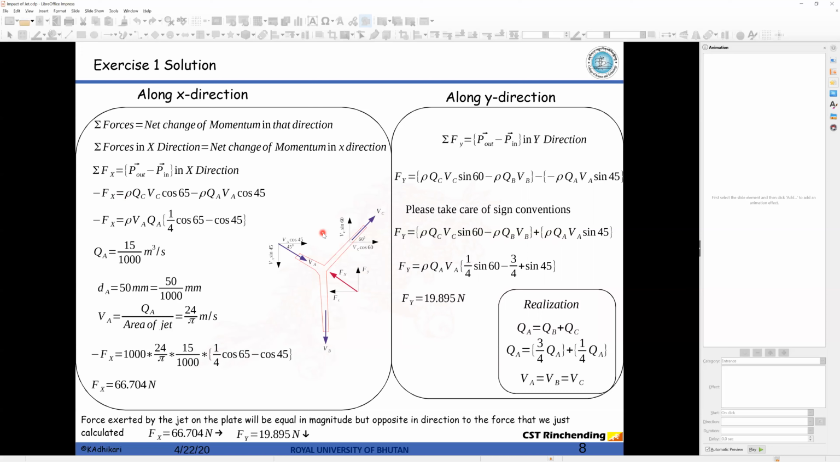There are two things going out, from here and from here. So the momentum going out of this place is rho QC times VC, not just VC, but VC cos theta, because this is the x direction, minus, and this is the momentum in the x direction that is coming into the system. The x direction will be mass times velocity in the x direction. Mass is rho times QA. So QA is nothing but the total Q times VA cos theta. So this is our entire expression.